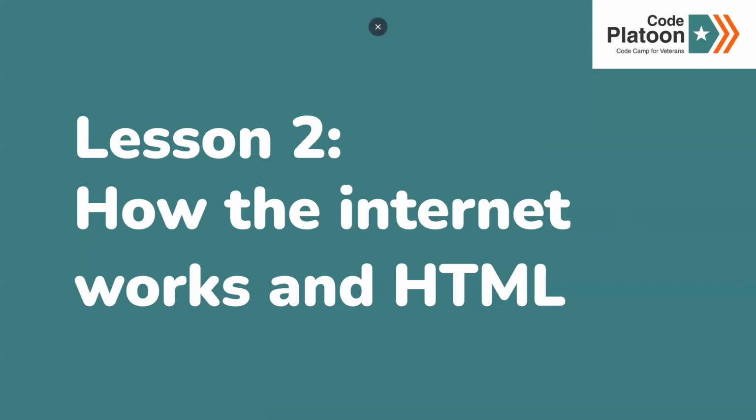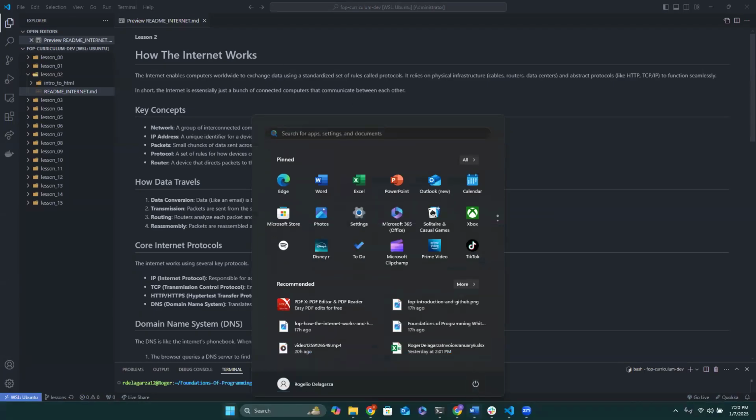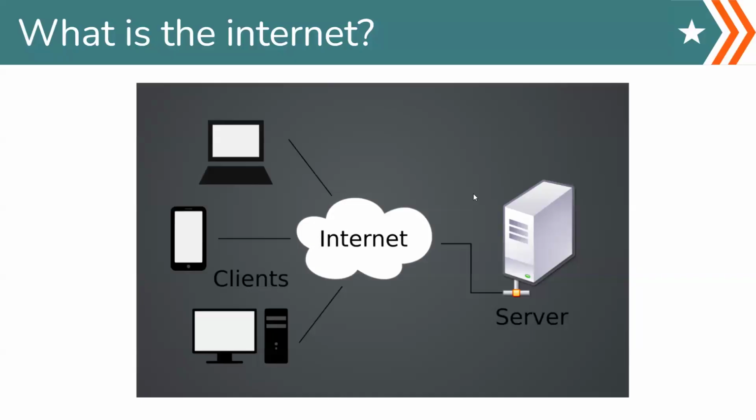So how the internet works, right? Essentially, the internet enables computers worldwide to exchange data using a standardized set of rules called protocols. Quick disclaimer, I'm not the most tech savvy when it comes to it, so we'll talk about it in easy terms. But what exactly is the internet? Who can give me an explanation in their own words? What do you think the internet is?